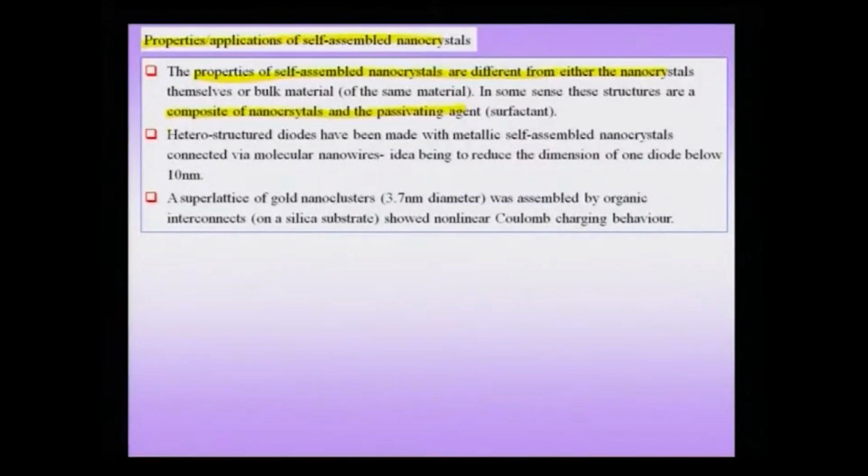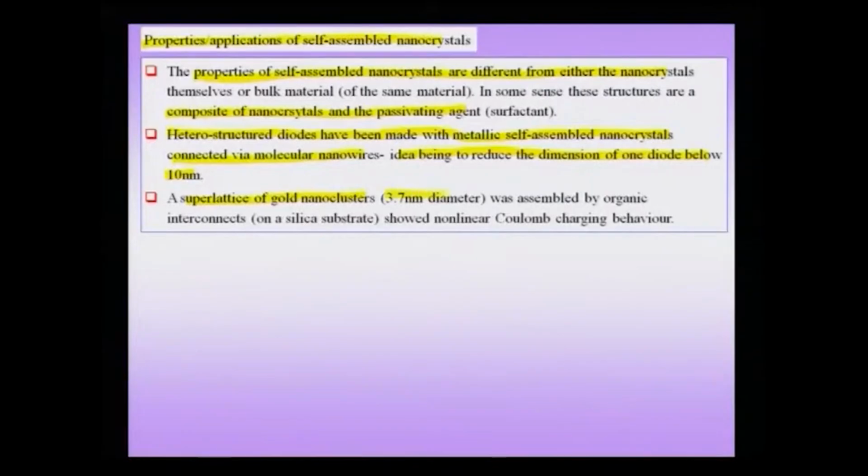For instance, some applications have been envisaged for these kinds of self assembled nanostructures, like heterostructure diodes made with metallic self assembled nanocrystals connected via molecular nanowires. The idea here is to reduce the dimension of the diode below about 10 nanometers. So, this is one of the important applications envisaged for metallic self assembled nanocrystals connected via molecular nanowires.